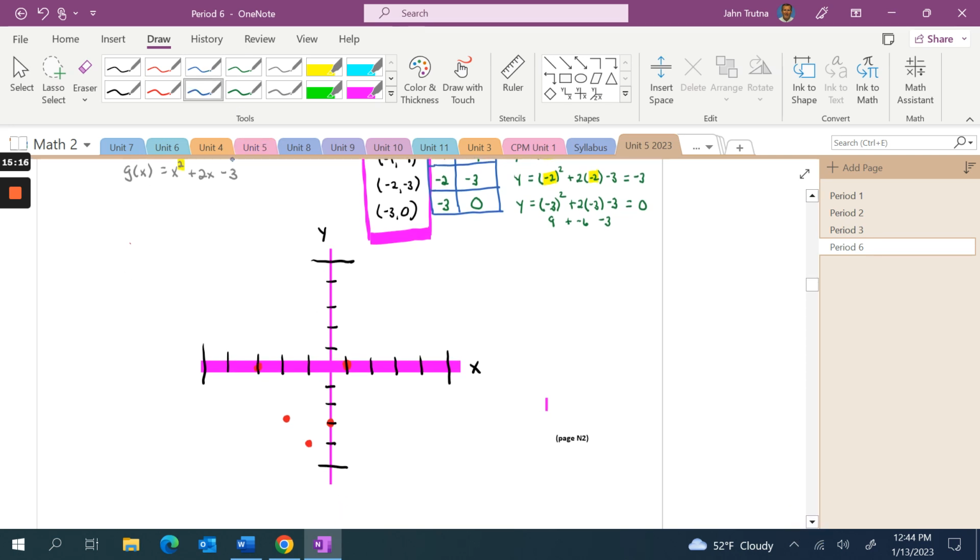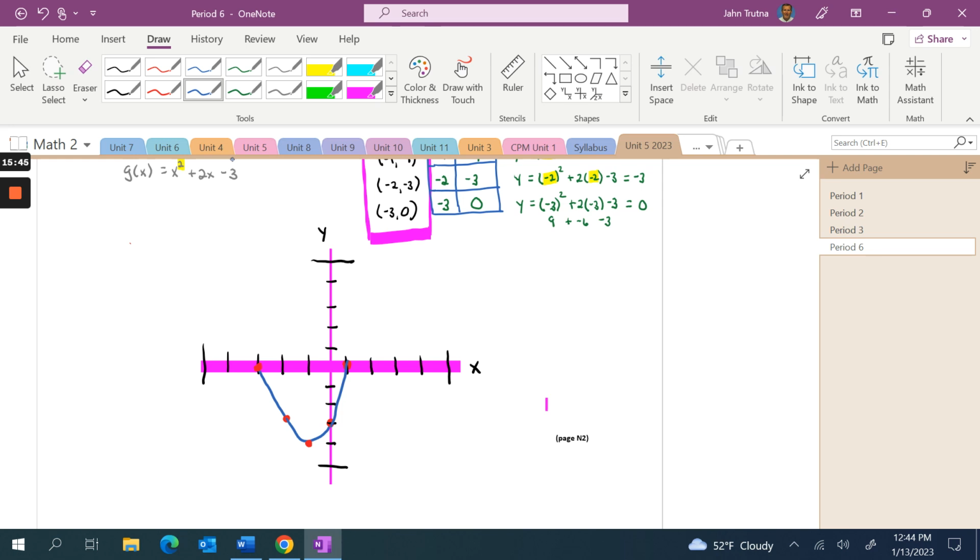Now, the last thing that I do is connect the points, and when I connect the points, I want to do a nice, smooth U. Do not make a V. Don't get sloppy. If you make a V, it's going to be marked wrong. You could connect them section by section, or you could go all at one time. Okay, so I'm going like this.